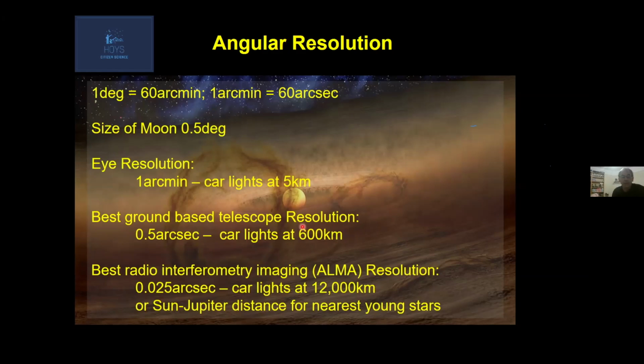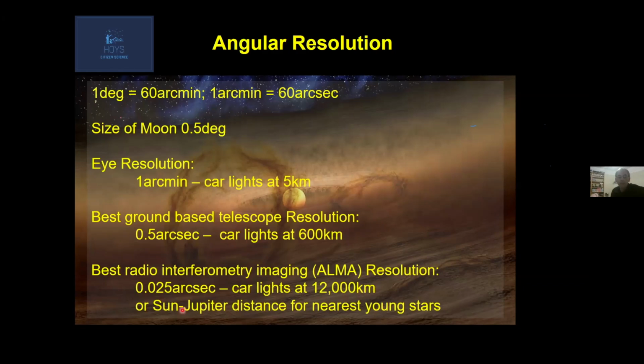So from the south of England, that's basically your car being parked in Edinburgh. With interferometry, things like ALMA or using Sphere, the VLT, you get to the resolution of 0.025 arcseconds. That's really the best you can do with anything in terms of technology. And that means your car can be basically on the other side of the globe or 12,000 kilometers away.